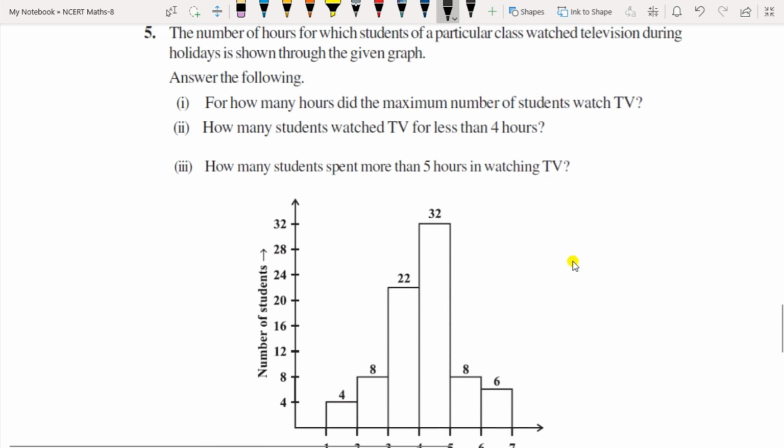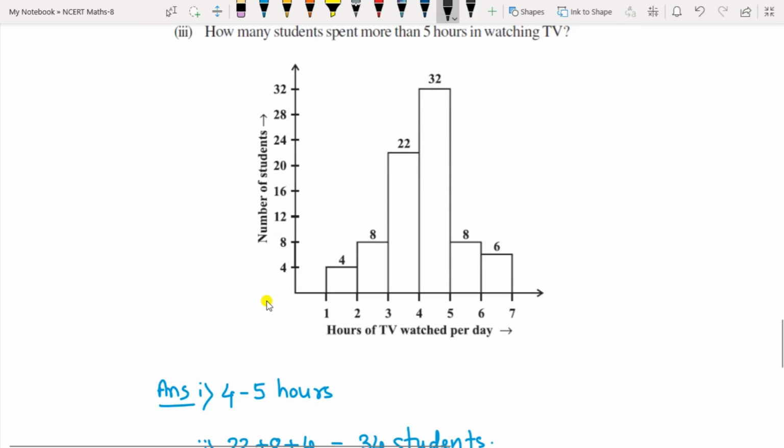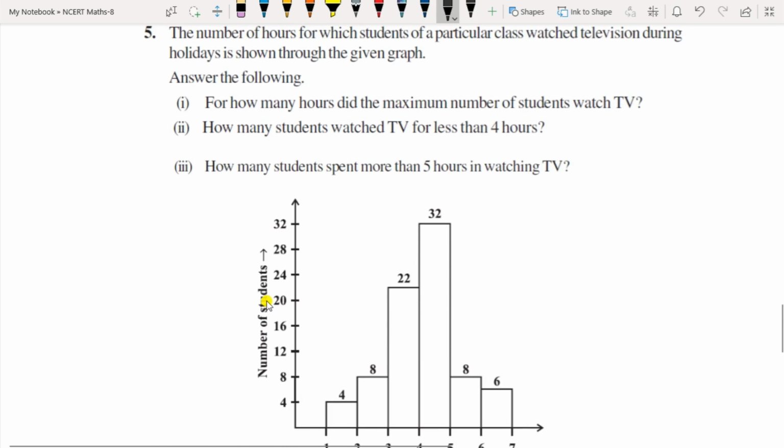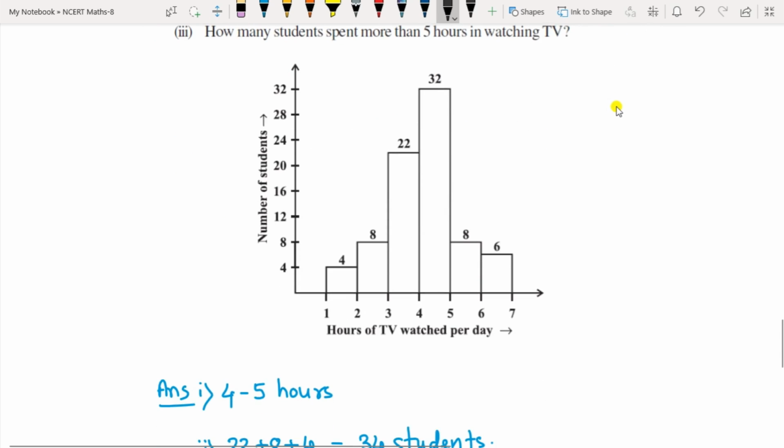Question 5 is, the histogram has already been given. It is the number of students versus hours of TV watched per day. Answer the following questions now. For how many hours did the maximum number of students watch TV? You can see from the histogram that 32 students are watching TV. That is the maximum number in the histogram. It is from 4 to 5 hours. So the answer is 4 to 5 hours.